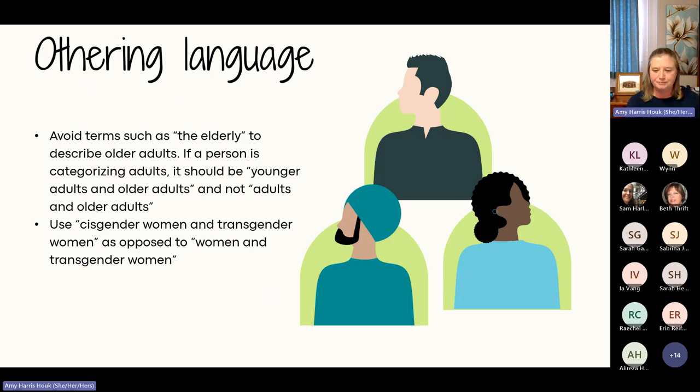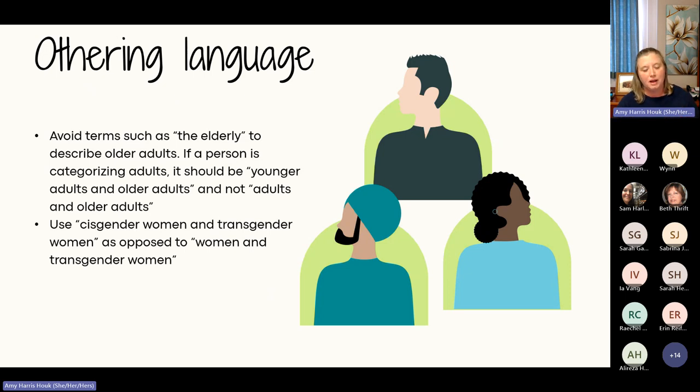Similarly, using cisgender as a descriptor for women who are cisgender, instead of saying women and transgender women, sort of implies that there are women, but then there's this other type of women. So use cisgender as a descriptor when you are talking about cisgender women, with the assumption that if you say women, that should mean all women, cisgender and transgender women.